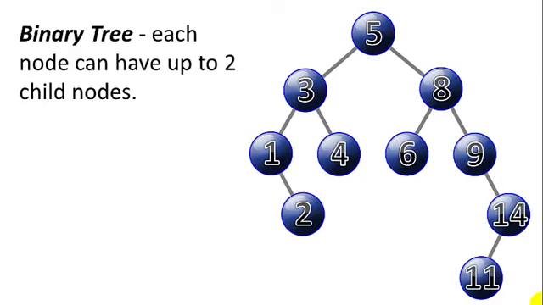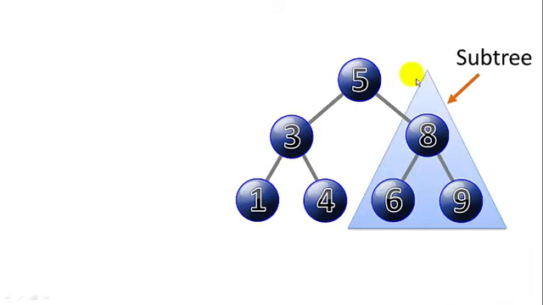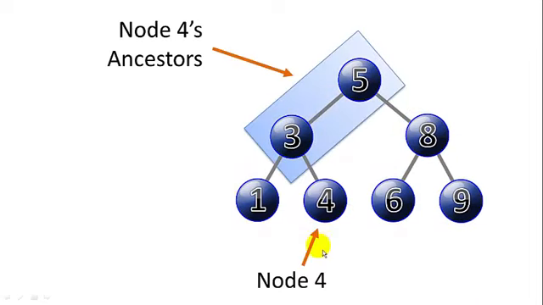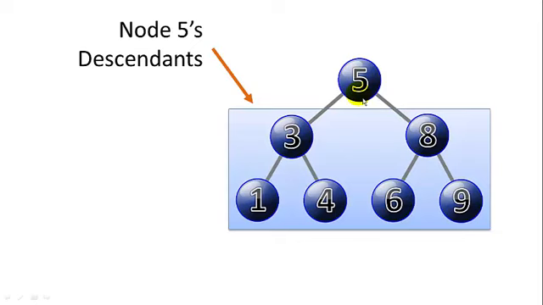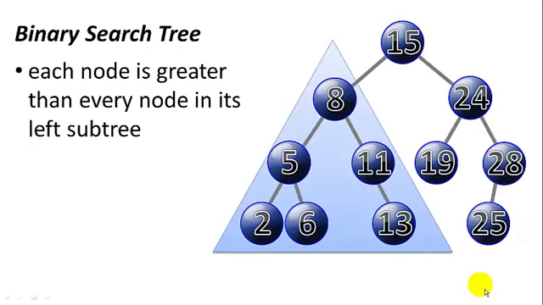In a binary tree, each node can have up to 2 child nodes, a left child and a right child. Node 5's right subtree includes everything in this triangle, which is a tree in itself under node 5. Node 5's left subtree includes nodes 3, 1, and 4. Node 4 has ancestors, which are simply every node between itself and the root node. And node 5 has descendants, basically every node below it, all of its child nodes and their children's nodes, and so on.